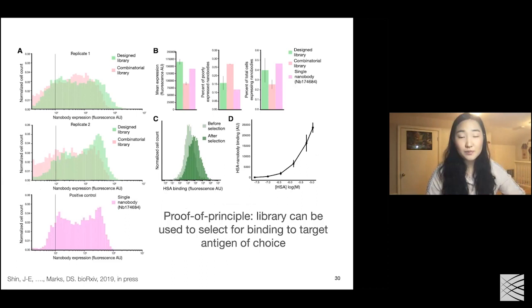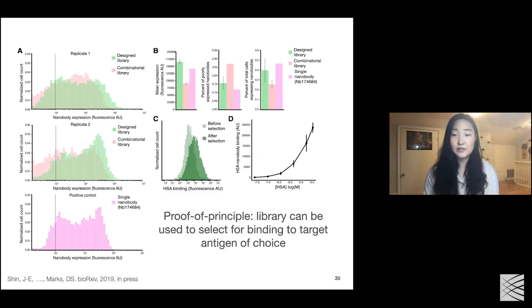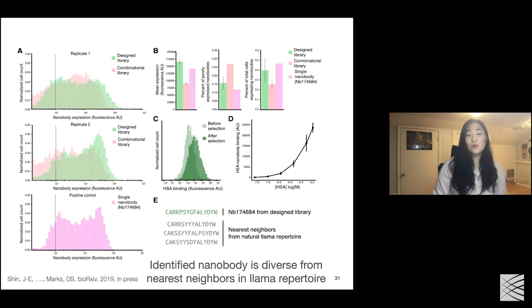And as a proof of principle, we showed that we can use this library, although it's 3 orders of magnitude smaller than the large McMahon library, to select for binding to a target antigen of choice. Here, this was HSA, and we identified a moderate binder for which, if we wanted, we could go ahead and do more affinity maturation experiments to make it into a better binder. And it was important to us that this identified nanobody is diverse from the nearest nanobodies in the llama repertoire. And we did indeed see that the sequence is diverse from its nearest neighbors.